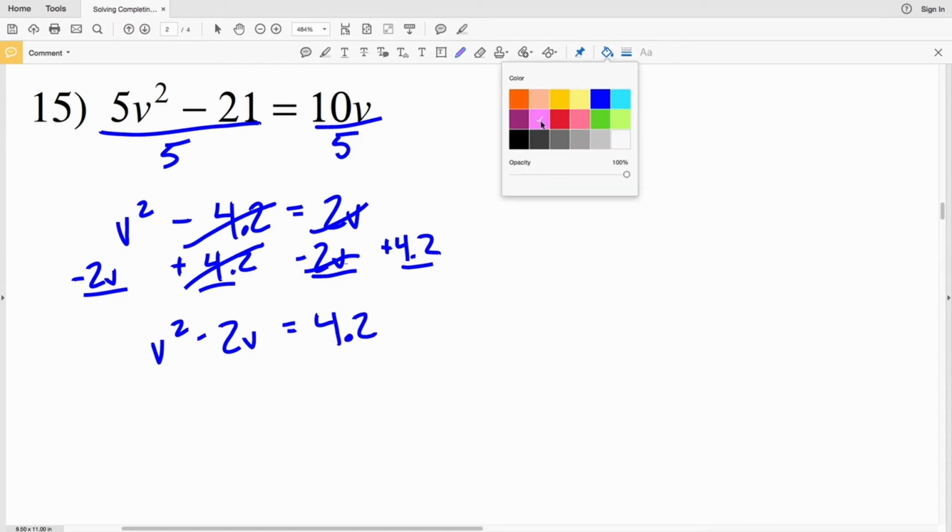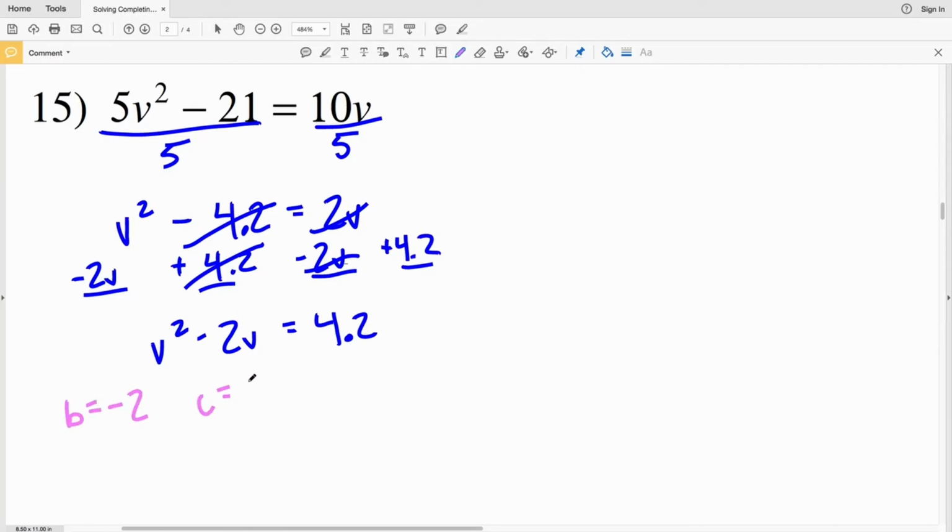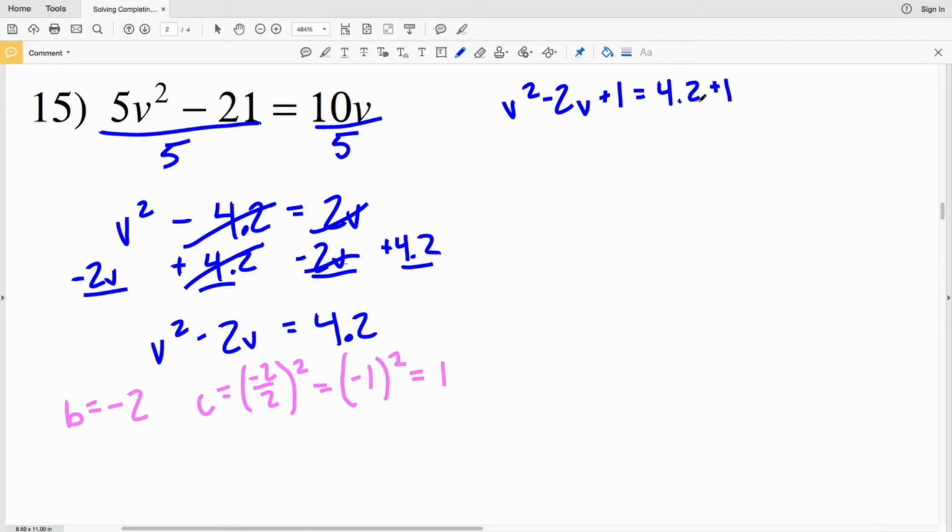Now I'm just going to complete the square the same way I've been doing it. My b value is negative 2, and my c value is equal to negative 2 over 2 squared, which is negative 1 squared, which is a positive 1. So now I'm going to be adding 1 to both sides. So I'll have v squared minus 2v plus 1 equal to 4.2 plus 1. V squared minus 2v plus 1 can be rewritten as v minus 1 squared, since my a value is v and my b value is 1, and it's in the form of a squared minus 2ab plus b squared. And that's equal to 4.2 plus 1, which is 5.2.